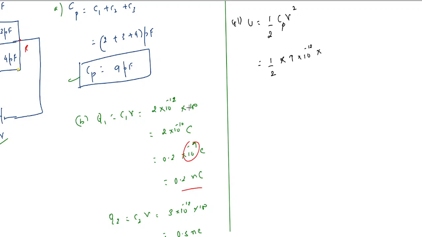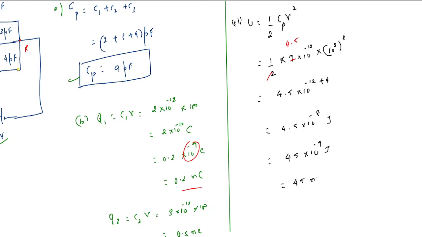Now V is 10 power 2, so it becomes 10 power 2 the whole squared, which is 10 power 4. Half of 9 is 4.5, so it's equal to 4.5 into 10 power minus 12 plus 4, that is 4.5 into 10 power minus 8 joule, or 45 into 10 power minus 9 joule, or 45 nanojoule. So this is the required answer.